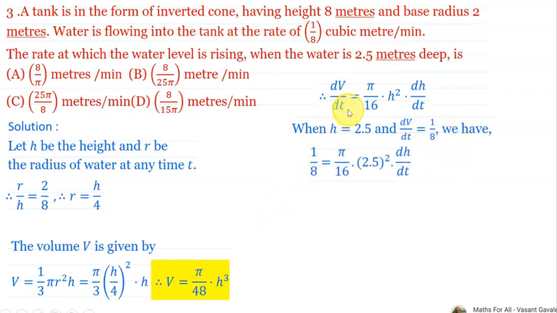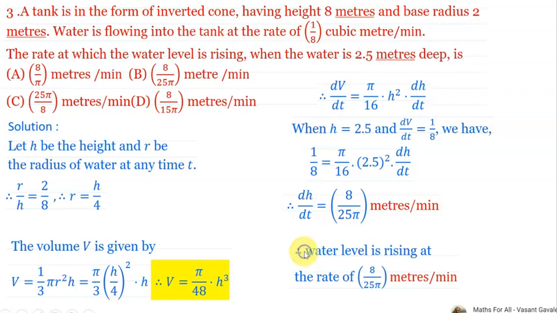After substituting, 1 by 8 equals pi upon 16 into (2.5) square into dh by dt, and hence dh upon dt equals 8 upon 25 pi meters per minute. Therefore the water level is rising at the rate of 8 upon 25 pi meters per minute. Hence option B is correct here.